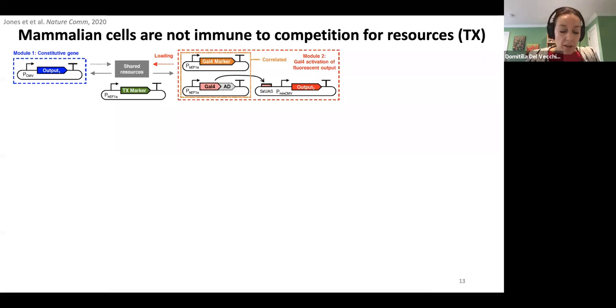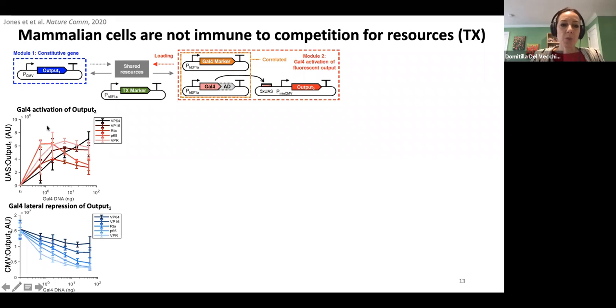I just want to add one slide to let you know that mammalian cells are not immune to competition for resources, but there is one major difference with what happens in bacteria, and that's that the resources being competed for are mostly transcriptional resources. Here is a simple experiment, identical in concept to the one we did in bacteria, where we are activating a red gene and watching a blue gene, which should be constitutive. As we activate our target, we see increased activation, but at the same time we see this lateral repression due to resource competition on this theoretically constitutive gene.